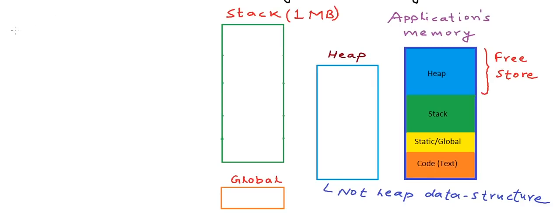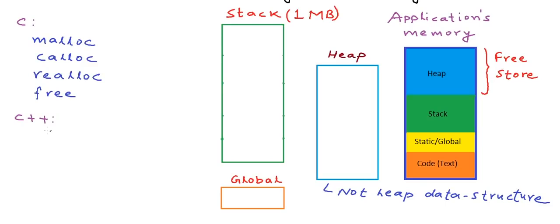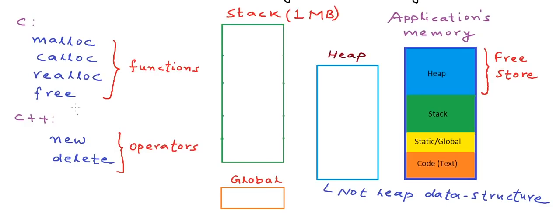To use dynamic memory in C, we need to know about 4 functions: malloc, calloc, realloc, and free. To use dynamic memory in C++, we need to know about 2 operators: new and delete. These 4 functions can also be used in C++ because C++ has backward compatibility. It is only a superset of C, but C++ programmers mostly use these 2 operators, new and delete.